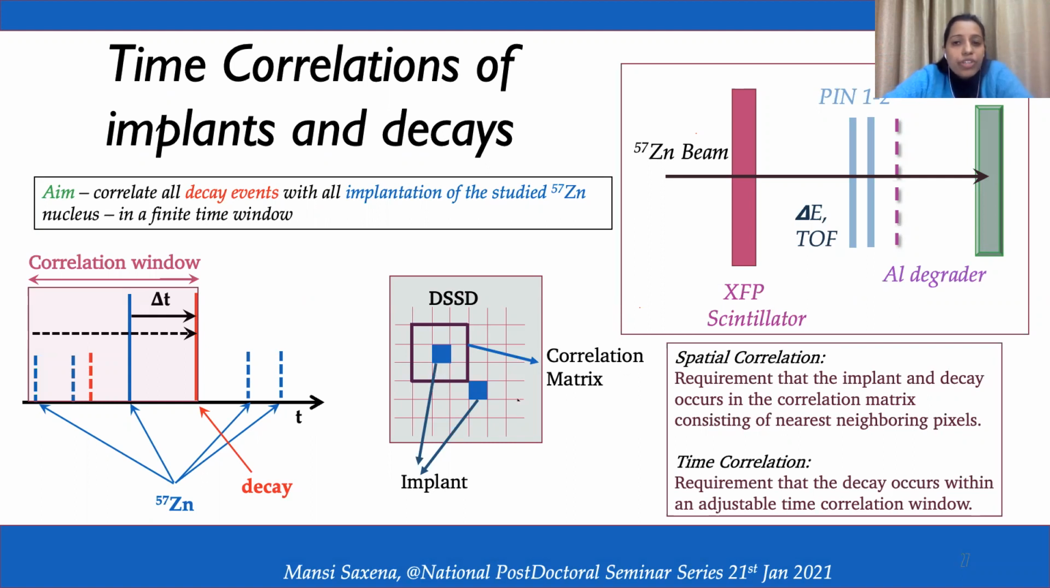This correlation matrix basically consists of the nearest neighboring pixel. And all this business of correlation is done within a fixed correlation time window. This correlation time window is usually adjusted from isotope to isotope and is usually taken to be much longer than the half-life of the nucleus.